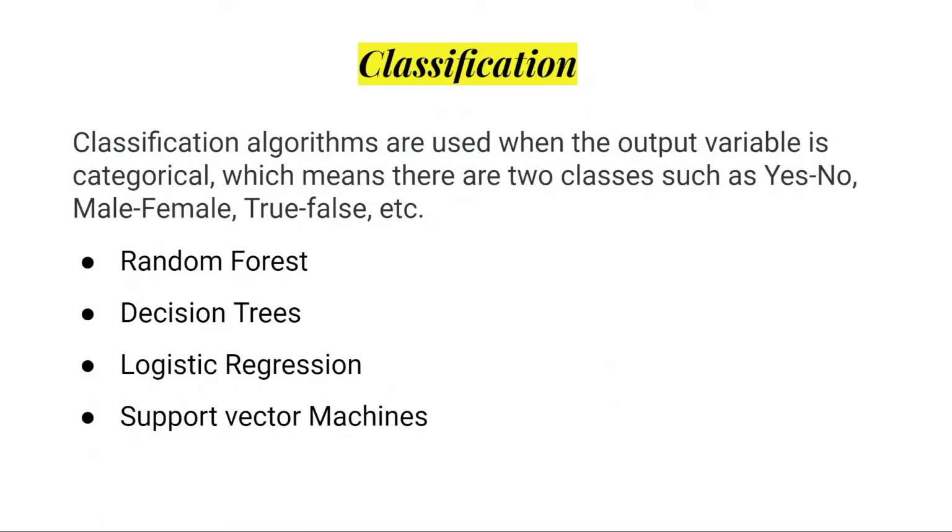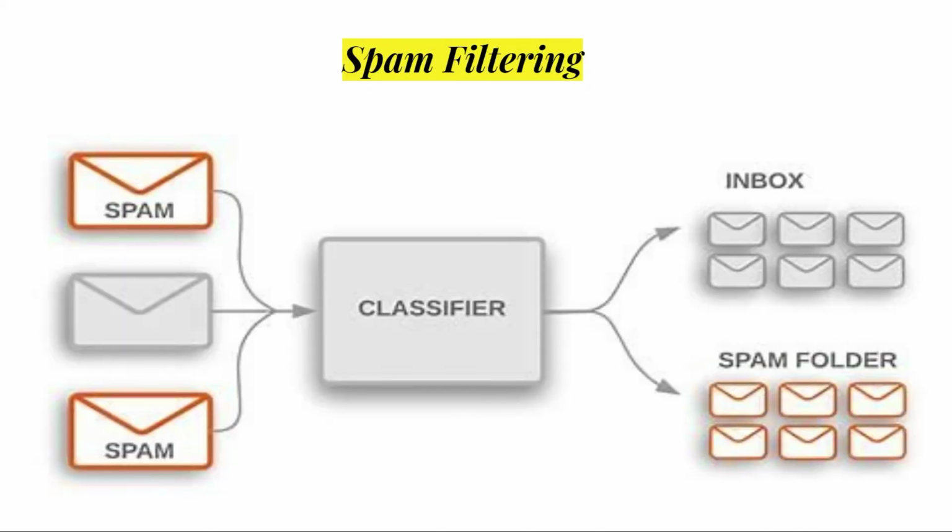Now classification algorithms are used when the output variable is categorical, which means there are two classes such as yes, no, male, female, true, false, etc. So we use classification for problems where the data is discrete. One example of classification is spam filtering. It's how our email system classifies an email as a spam email or not a spam email.